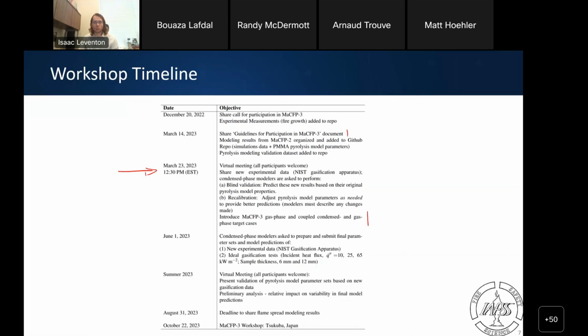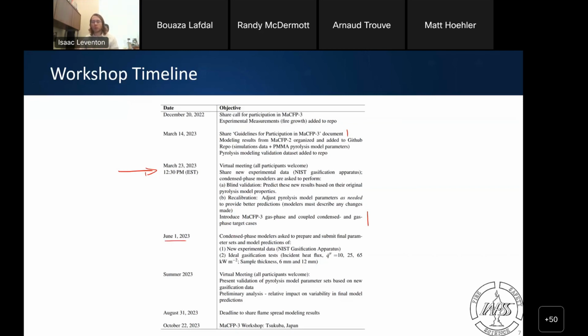So today we're going to introduce each of the cases of interest that we want to study or produce models for in October, and spend a little bit of extra time on this pyrolysis model validation exercise. With all the effort from MaCFP2, we have a new data set to hopefully validate the material properties that were presented, and then provide those to our gas phase modelers who are doing these coupled gas phase, solid phase simulations. Hopefully that can all come together by June, the new material property data sets.